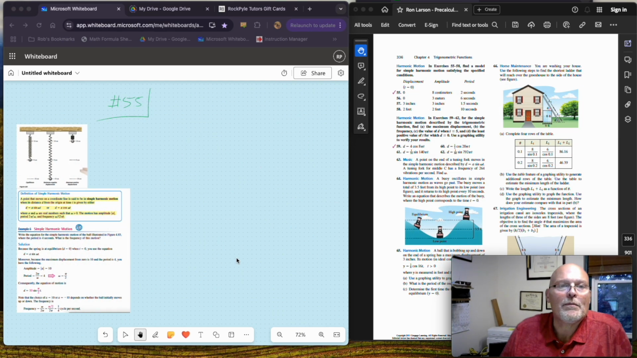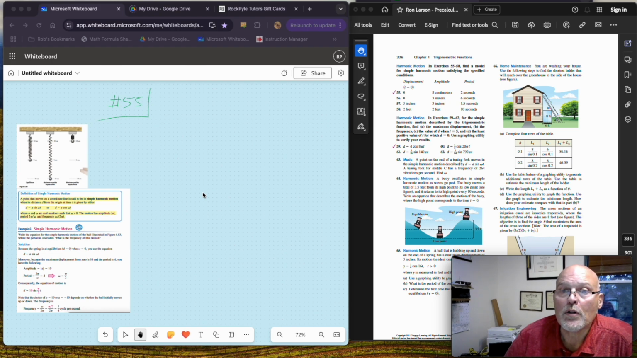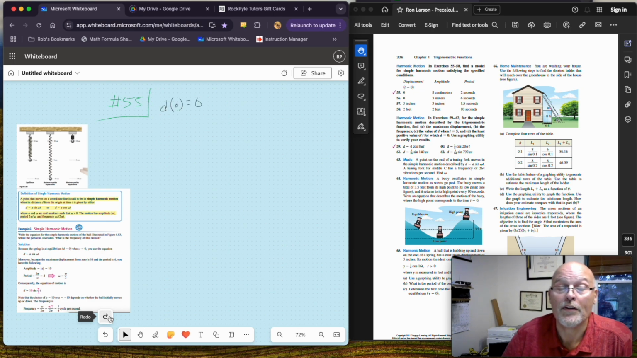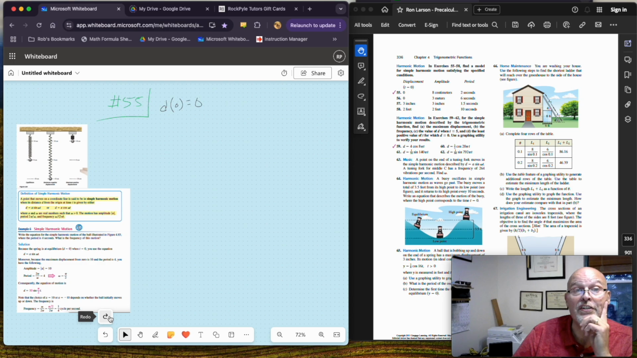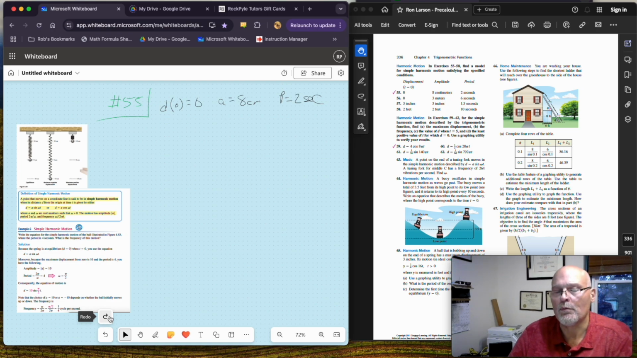All right, next we have number 55. Two more to go, folks. Harmonic motion. So what we're going to do here is we are going to have a displacement at t equals 0 of 0. The amplitude is 8 centimeters, and the period is 2 seconds. So let's visualize what this means.